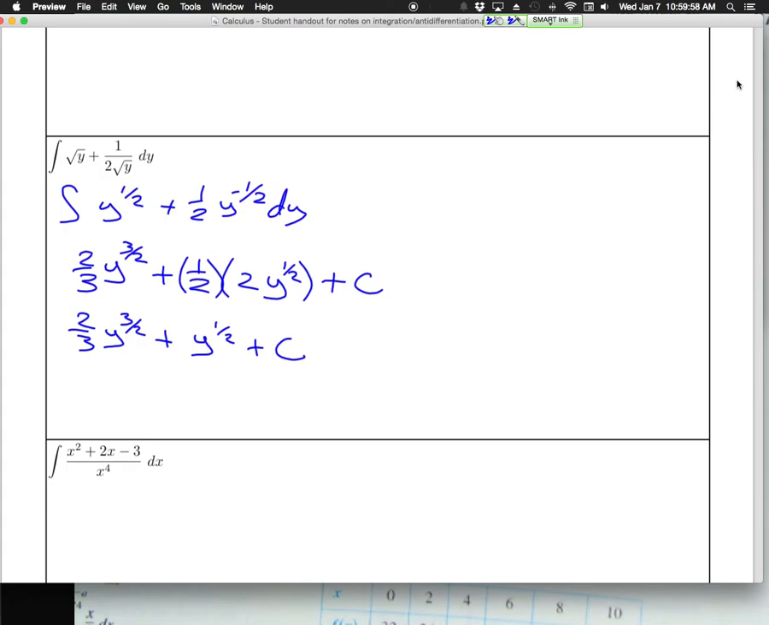Okay, real quick, what's another way I could represent y to the 1/2? Square root of y. And what's the trick to finding derivatives of square roots? Change it to a half. 1 over 2 times the radical. That tells me I did that part right.